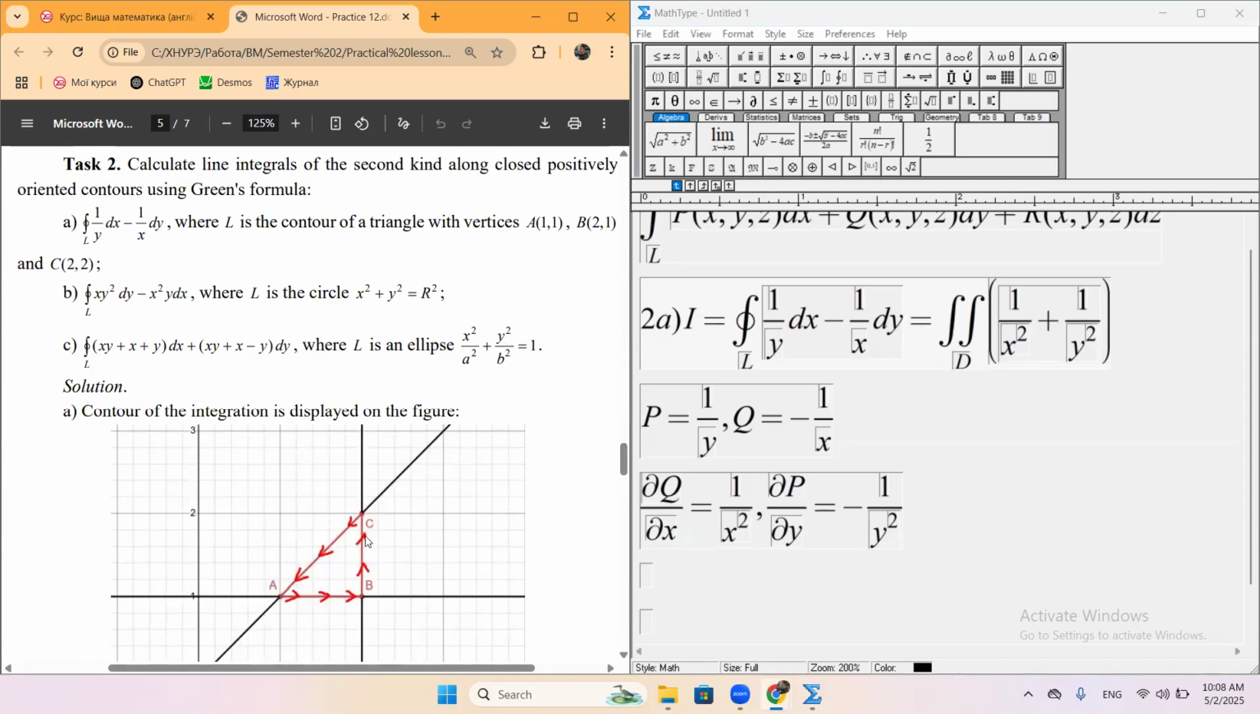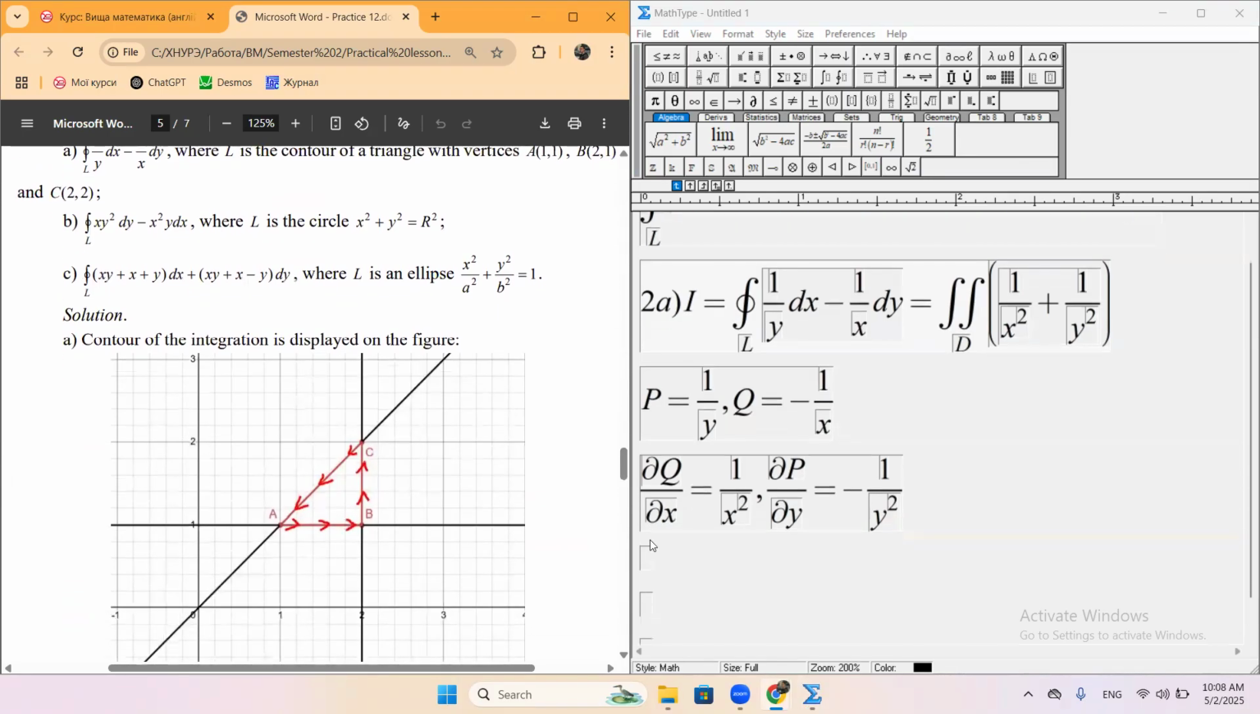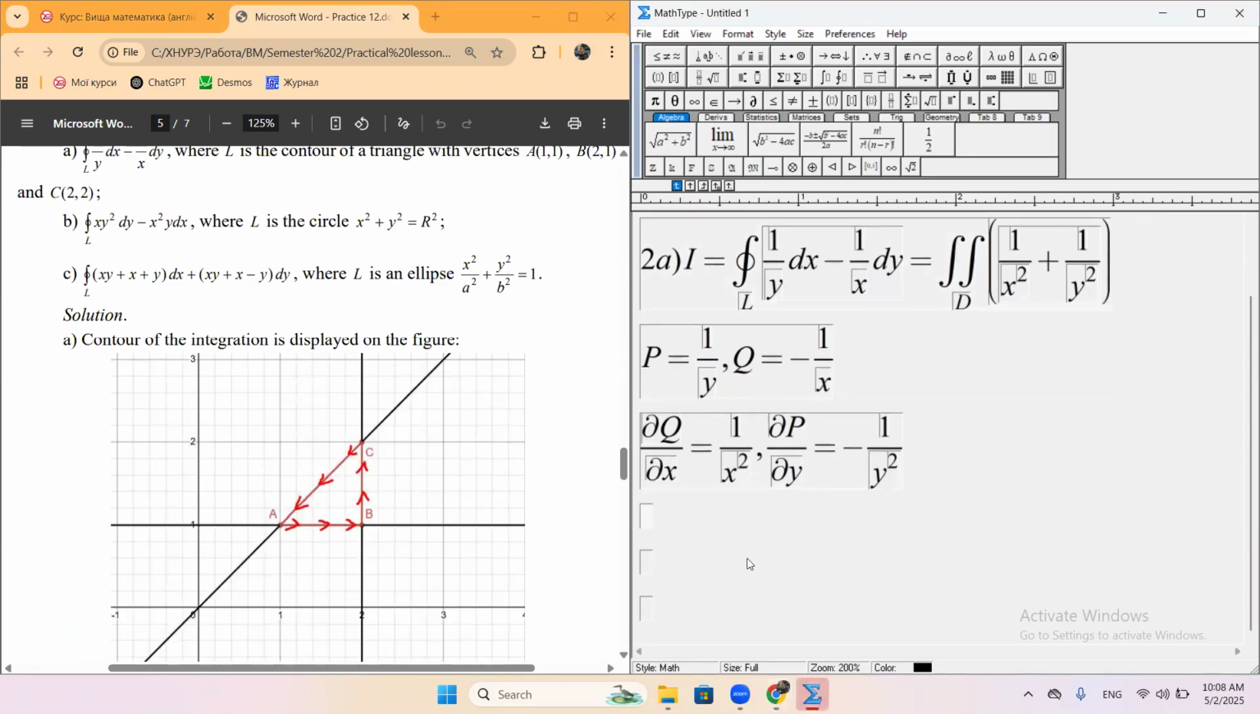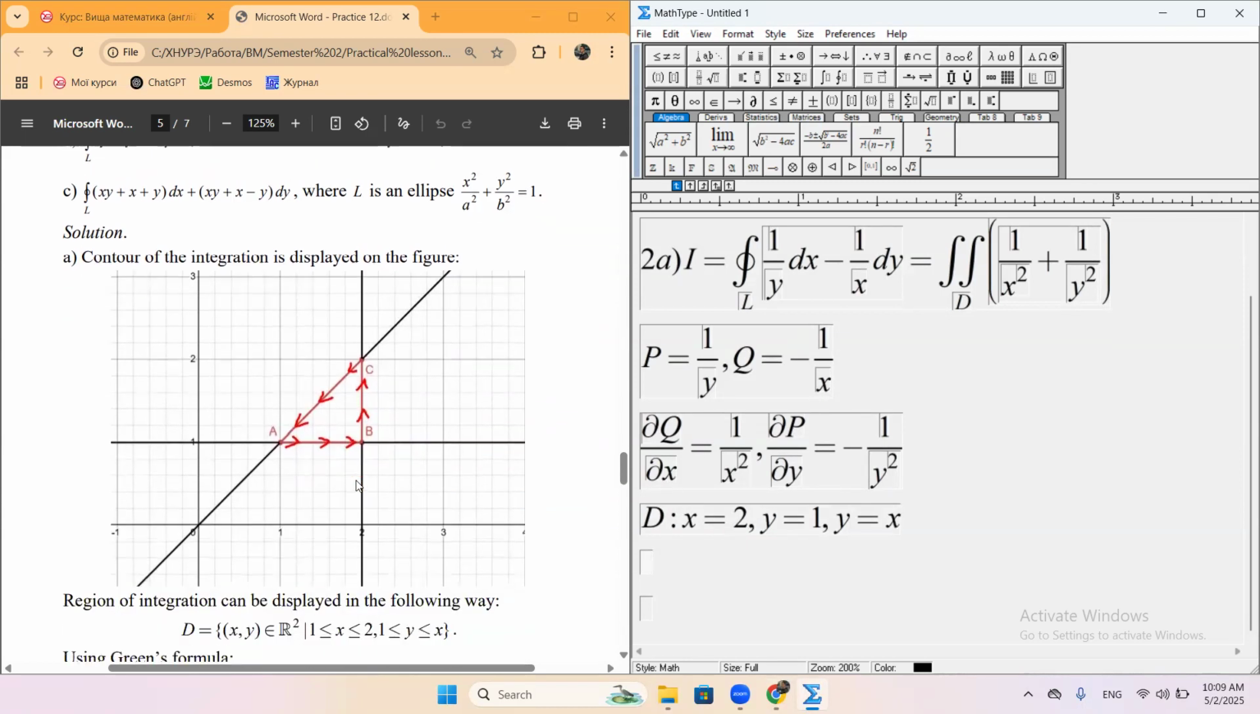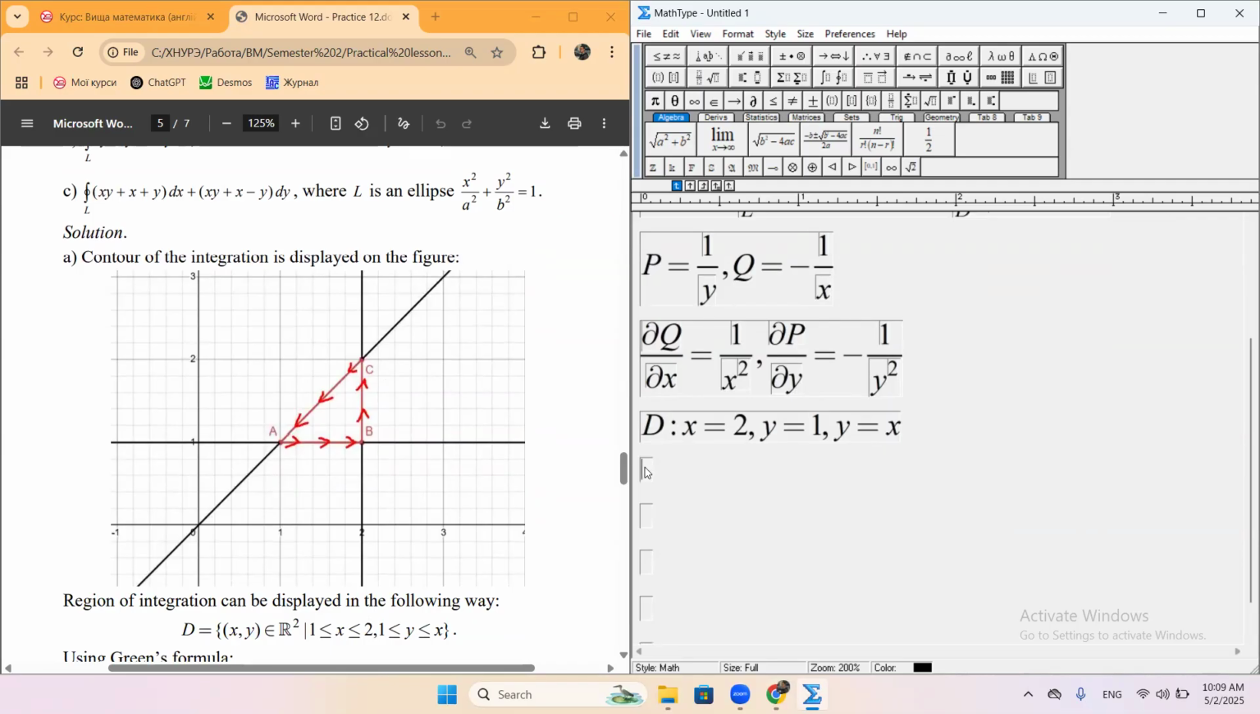So we have the following triangle. It is bounded by the following straight lines: x equals 2, y equals 1, and y equals x. And now from this plot we will define the limits of integration. So for x, x changes from 1 to 2. And what about y? y changes from 1 to x.